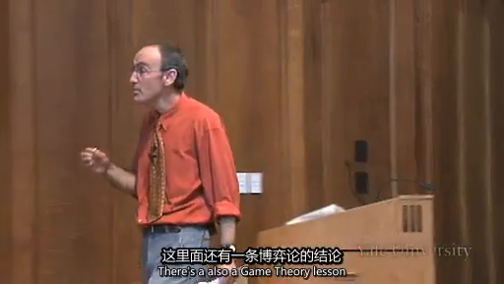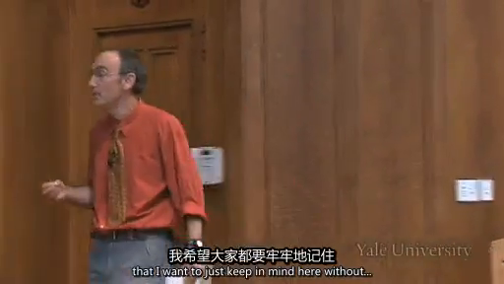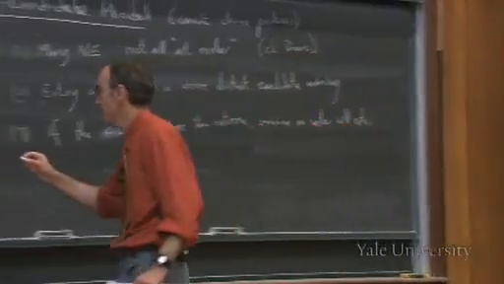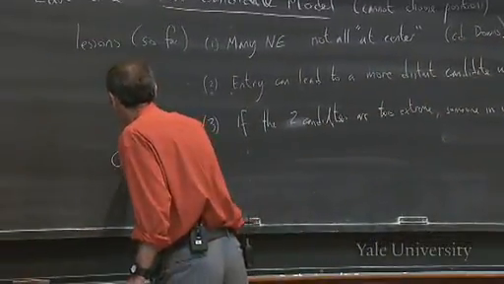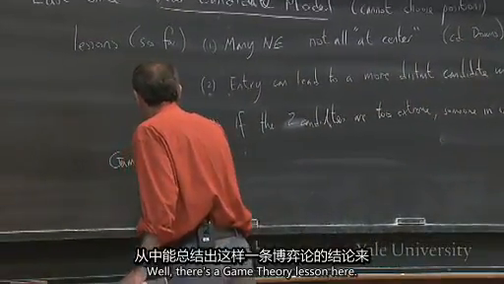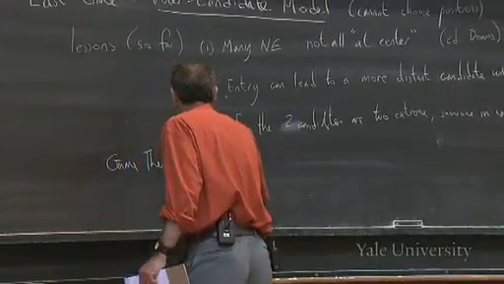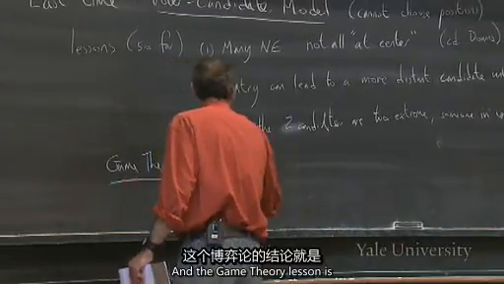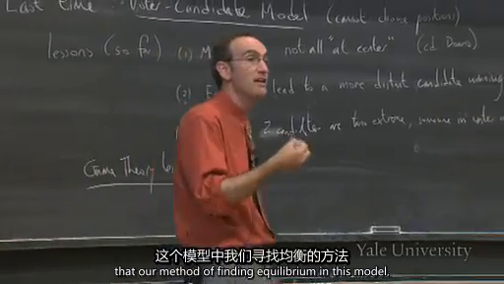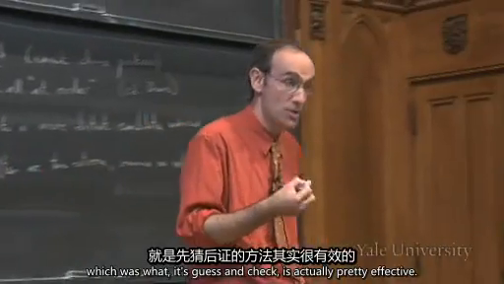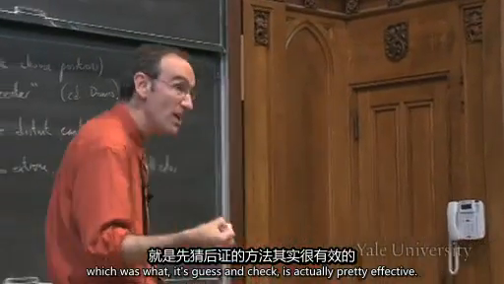Okay. There's also a game theory lesson that I want to just keep in mind here. Let me say it. There's a game theory lesson here. And the game theory lesson is that our method of finding equilibrium in this model, which was what? It was guess and check, is actually pretty effective.